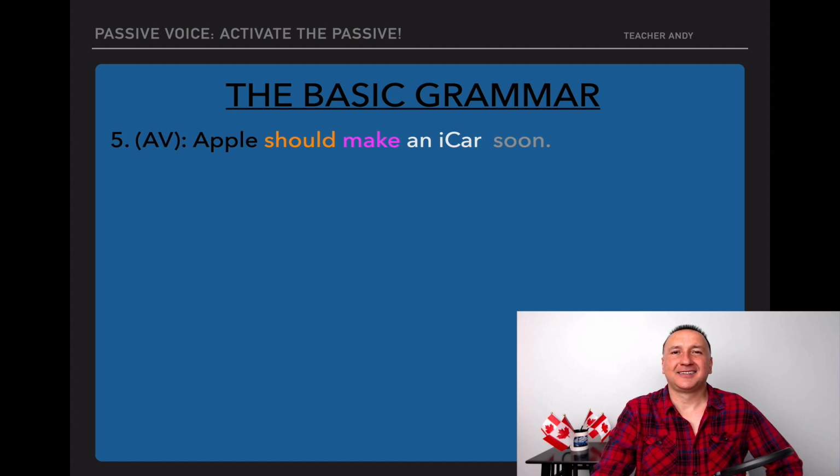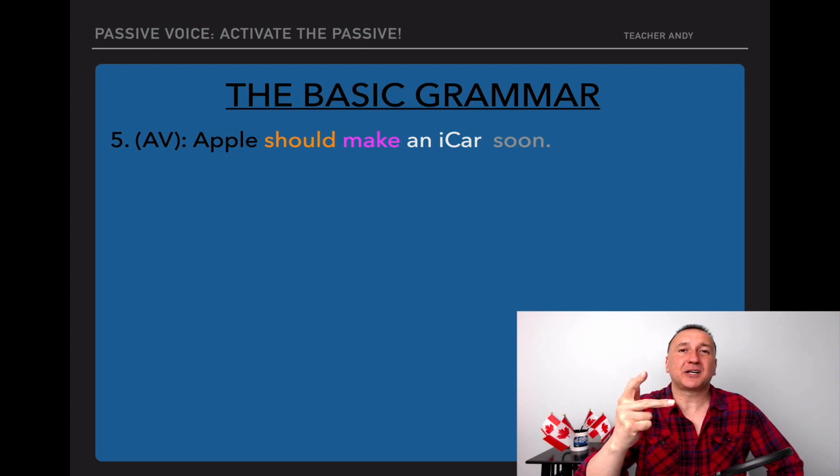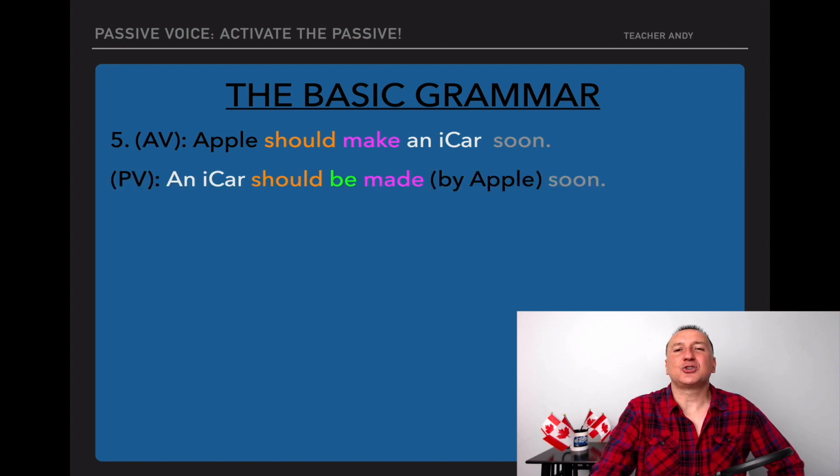Did you get it? Remember, switch the object, use the auxiliary if it has one. The verb to be has to be used, remember the green, and then the past participle of the main verb. An iCar should be made by Apple soon.